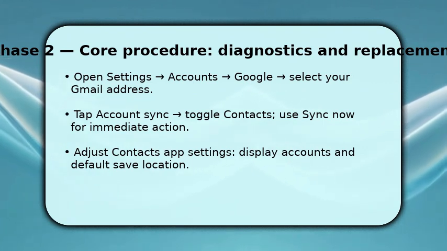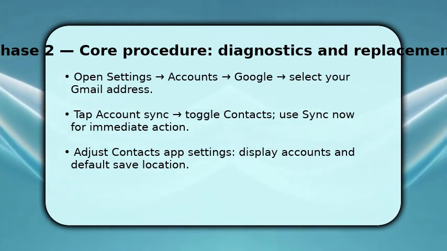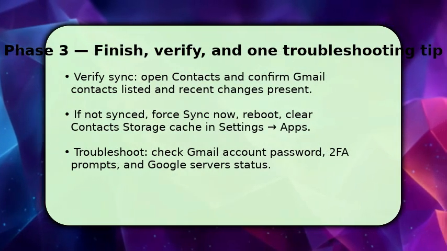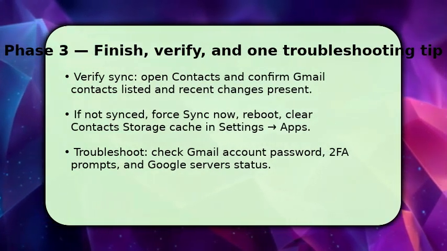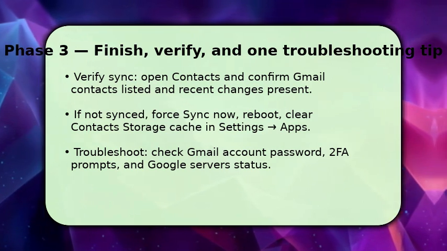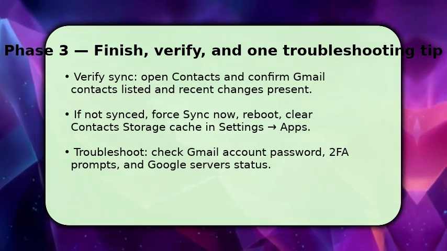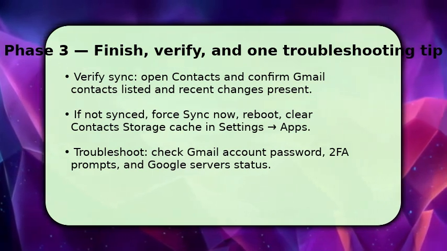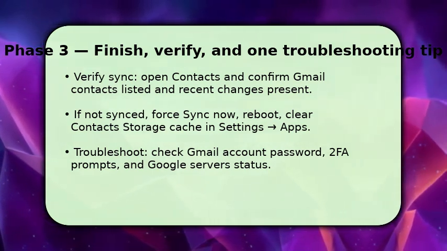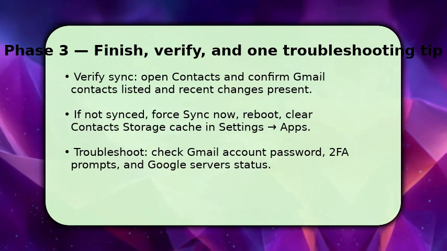To finish, open the Contacts app and confirm your Gmail contacts appear and recent edits are present. That proves sync completed. If they haven't shown up, go back to Account Sync and tap Sync Now, then reboot the phone. If problems persist, clear the Contacts storage cache in Settings, Apps, re-sign into Google, and confirm you completed any two-factor prompts.